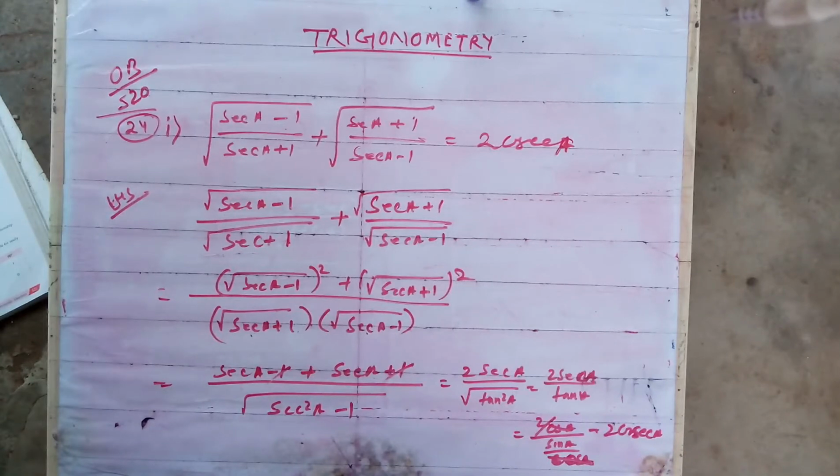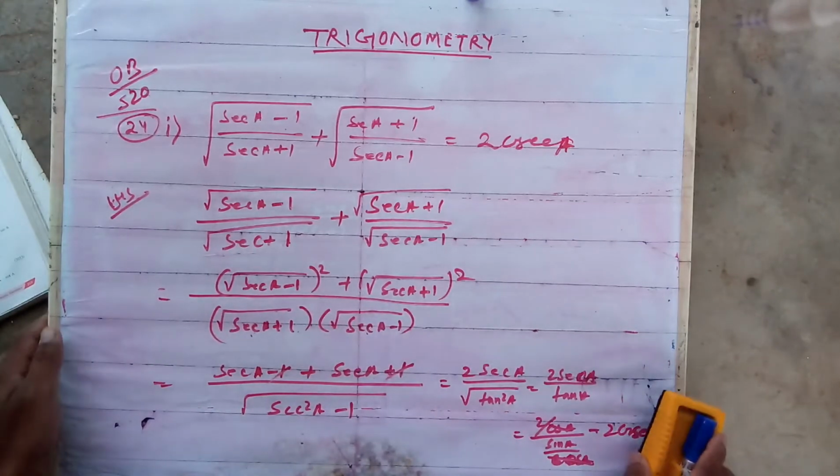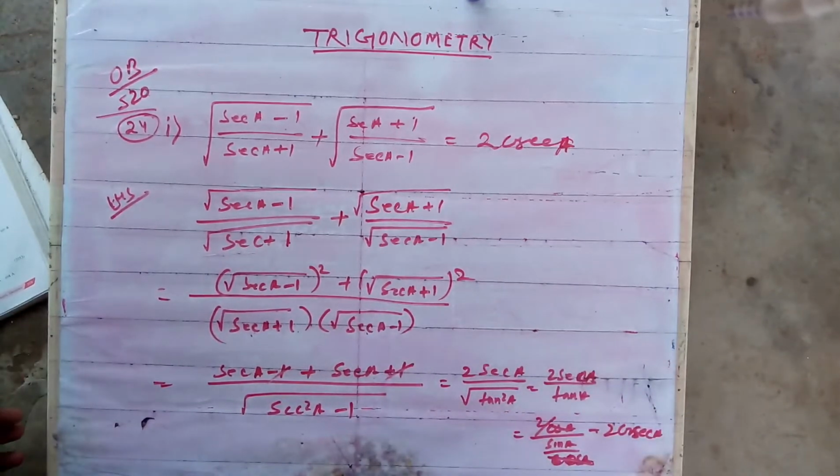Now I will go a little back, gear I'll put. These are the identity proofs you all did. Next we will move towards complementary angles proofs or sums on complementary angles.